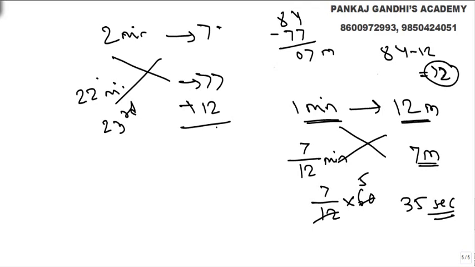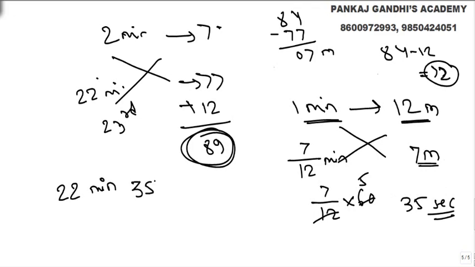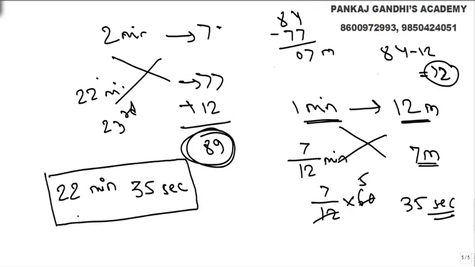We knew in the 23rd minute, it is going to be 12 meters up. So even if the height is 89, it can reach in the 23rd minute. But if we need the exact answer, in 22 minutes it has reached 77. In the next 1 minute, it can go up 12 meters. It just needs to go 7 meters, 7 by 12 minutes. So the exact answer is 22 minutes and 35 seconds it will need to reach the top.